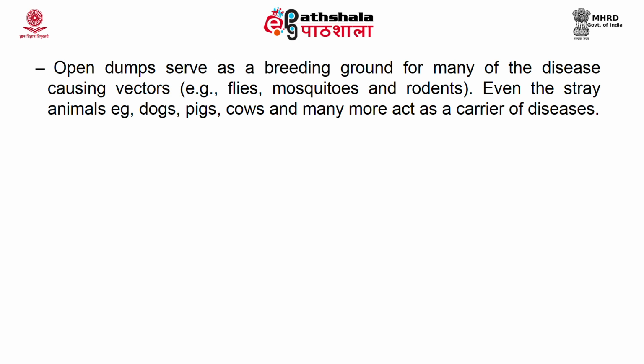Even stray animals get into these waste piles and can also act as carriers. Stray animals can be dogs, pigs, cows and many more. When these stray animals enter the dump sites and then come into the residential area, they come along with the vectors and spread the diseases in the residential area.